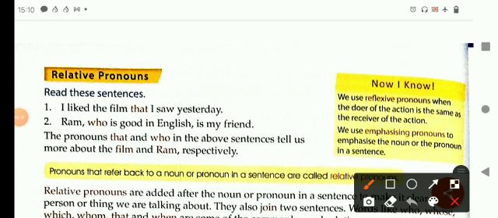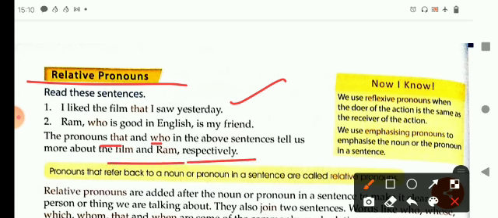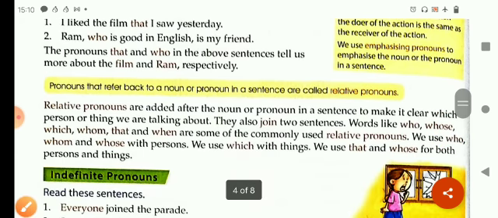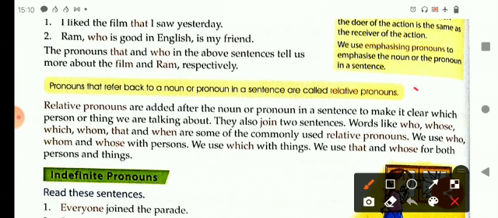And in this session we will read about relative pronouns. First, let's read these sentences. I like the films that I saw yesterday. Ram, who is good in English, is my friend. Here the pronouns that and who in the above sentences tell us more about the films and Ram respectively. So pronouns that refer back to a noun or pronoun in a sentence are called relative pronouns.